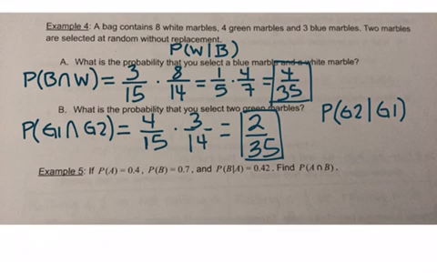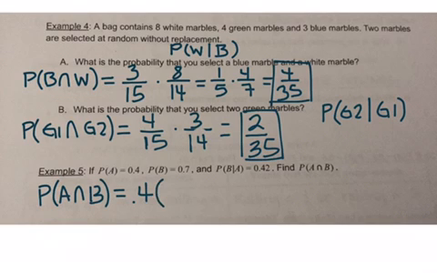And the last example with some notation: the probability of A is 0.4, the probability of B is 0.7, and the probability of B given A is 0.42. So find the probability of A intersect B. It would be the probability of A, so 0.4, times the probability of B given A, because we're not told they're independent, so we have to assume that they aren't. So 0.4 times 0.42, you would get 0.168 when you multiply those.